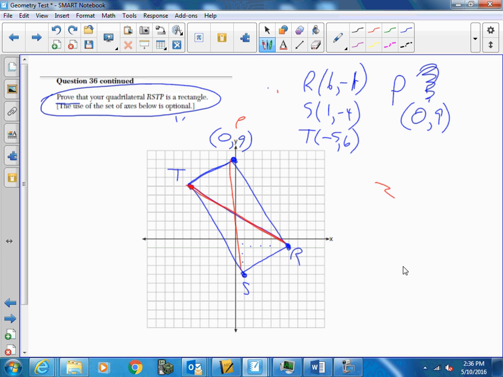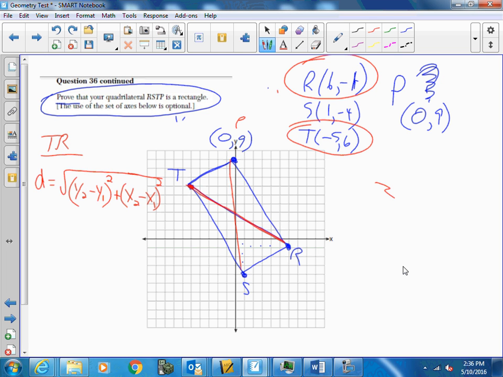So let's go ahead and do that. From T to R, what is the length? We're going to use the distance formula, and that's going to be the square root of y2 minus y1 squared plus x2 minus x1 squared. Remember, you need to memorize that formula. It's not on your reference sheet. Also make sure to pick the correct points. We're doing T to R, so you need to use this point and this point. So we have from -5, 6 to 6, -1.